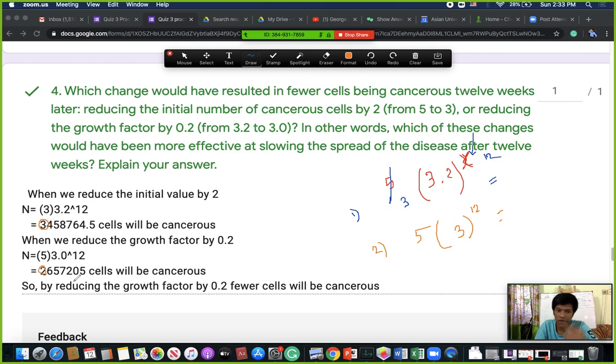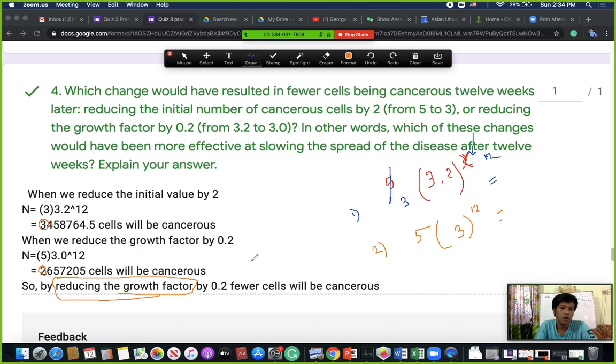So which one is less infection? Less infection is here. As less infection is here, we can say that reducing the growth factor by 0.2 will give us fewer infections. So reducing the growth factor is better. This is the answer of this question. If we reduce the growth factor by 0.2, then we get fewer infectious cancer cells.